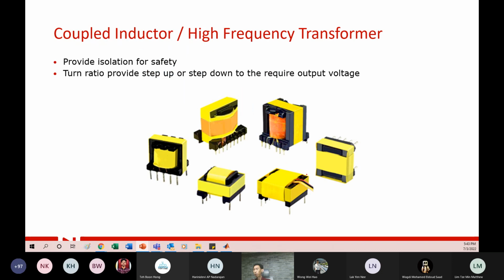Okay, now we look at the most important component, which is the high frequency transformer or coupled inductor. This is how it looks. They are always labeled in yellow if it's in transformer form. When you open up, you see this yellow transformer. Bear in mind, it is a high frequency transformer. That means it works in square wave, not sine wave.